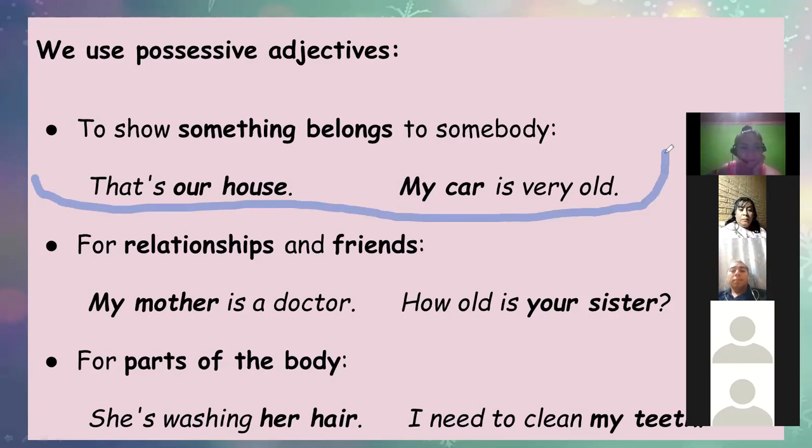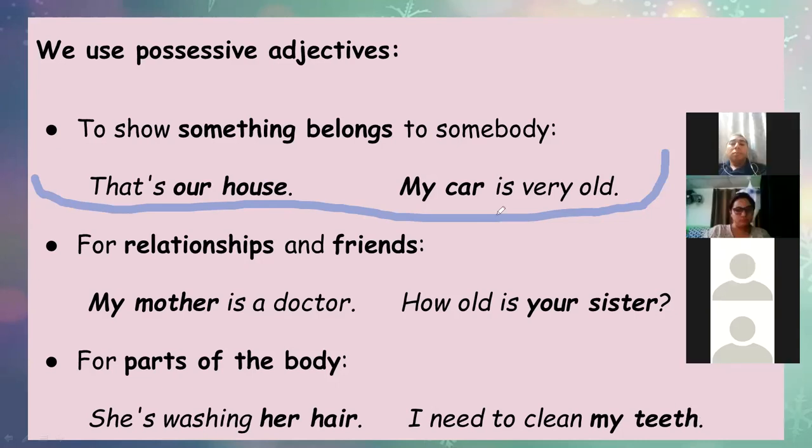Okay, so, look, we use possessive adjectives to show something belongs to somebody. To show. Belongs. Yes, belongs. Para demostrar que algo le pertenece a alguien. Possessions, right? That's our house. Our house. And then it is a possession. Not your house. It's our house. Okay? My car is very old. My car. Look. This is the possessive. My. And then the object or the possession. My car. Not his car, but my car.